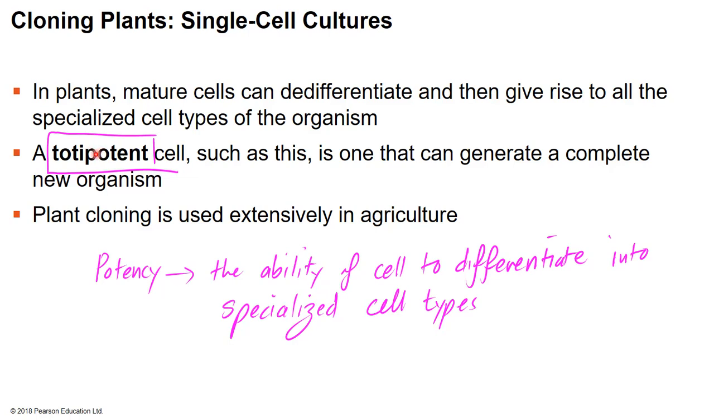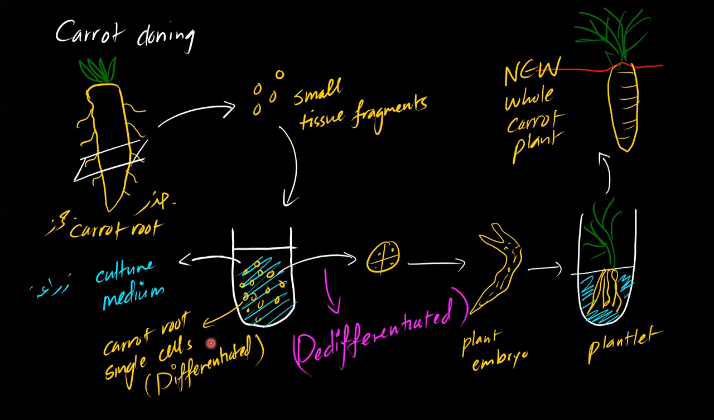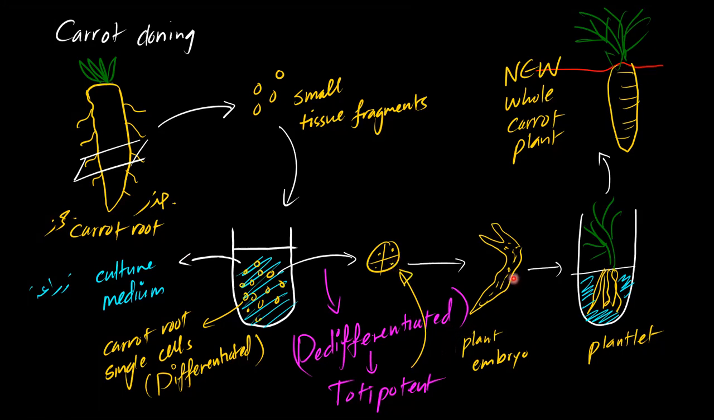So totipotent, the highest level of potency, is totipotency. Just like this root cell from the carrot, which was already differentiated, could be de-differentiated. And when it is de-differentiated, it will become totipotent. And once it's totipotent, it can start dividing and generate an embryo. Then it can give rise to all different cell types that are found in a new, whole, mature organism. Mature means ناضج. Whole means كامل. Okay.